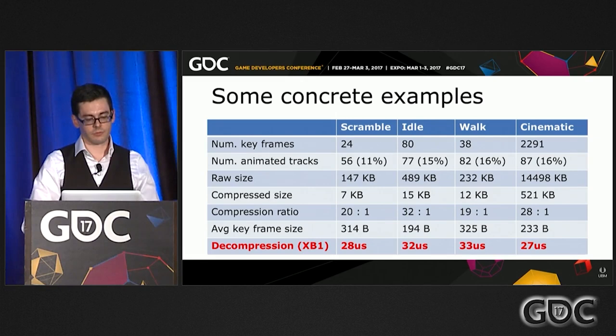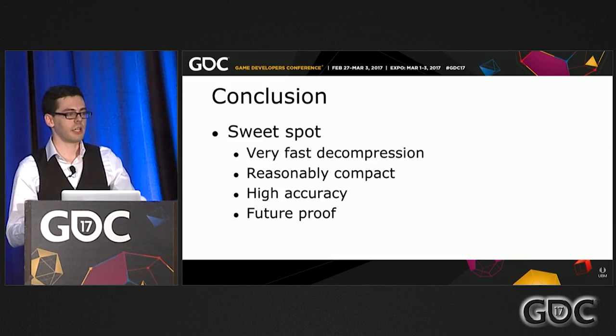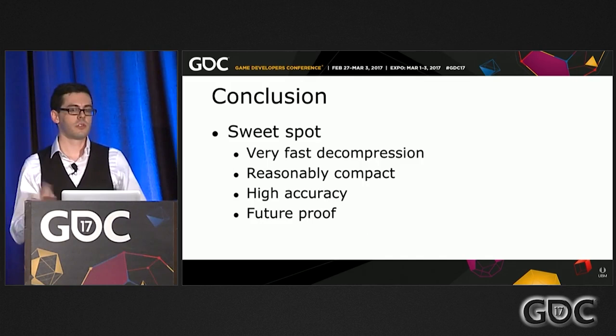So in conclusion, we've really hit a sweet spot with the technique. It's very fast to decompress, and it would be hard to make it significantly faster. It's also reasonably compact, so much so that we decided to use it across the board and supersede all the legacy stuff. And we did not even need to resort to streaming because the memory footprint was good enough at that time. And it's also very high accuracy and tunable, which makes it future-proof. If the number of bones increases, if the data increases in complexity, the algorithm will adapt very well.